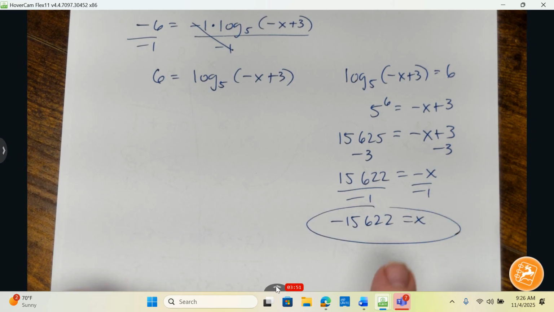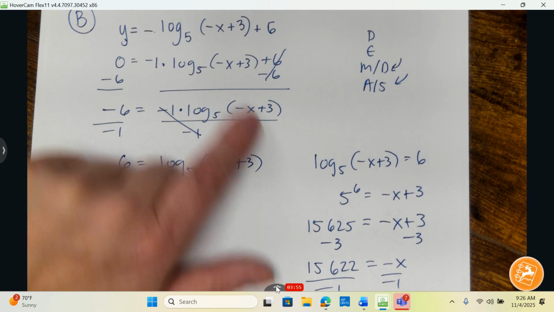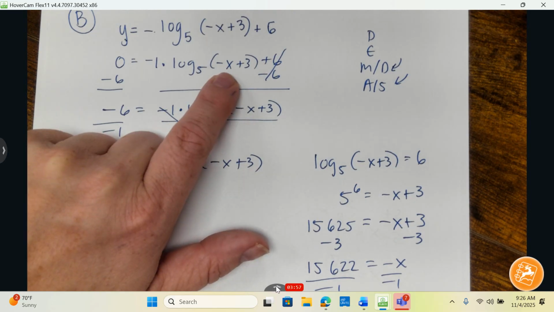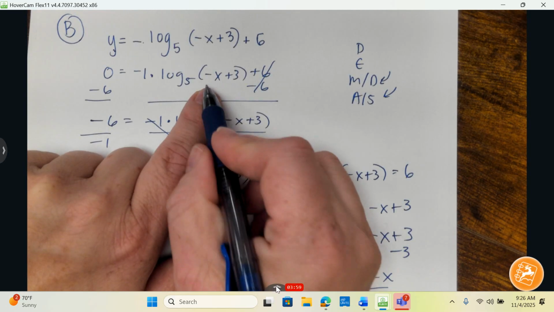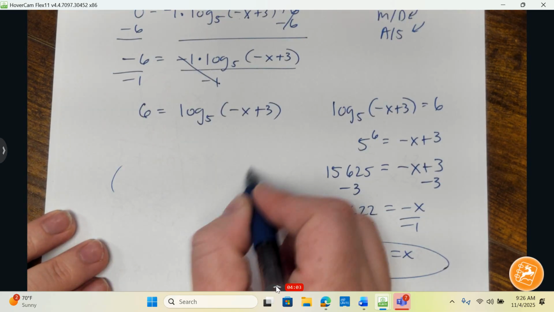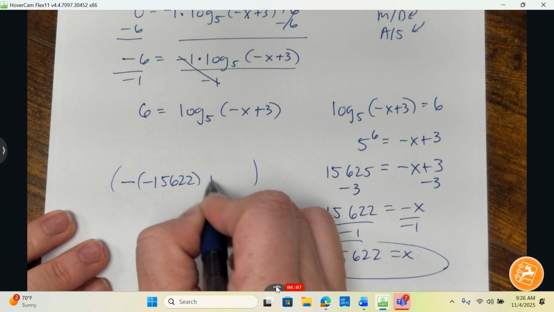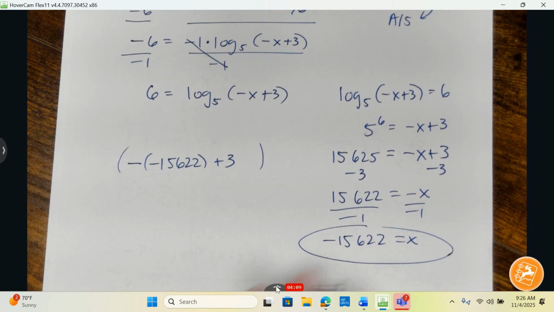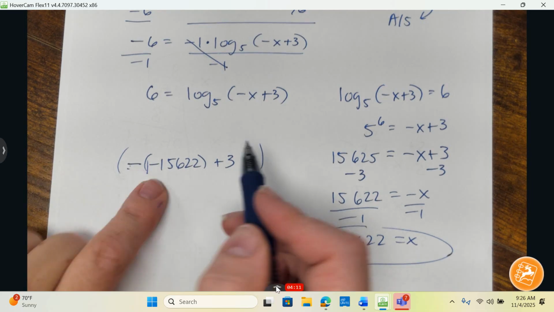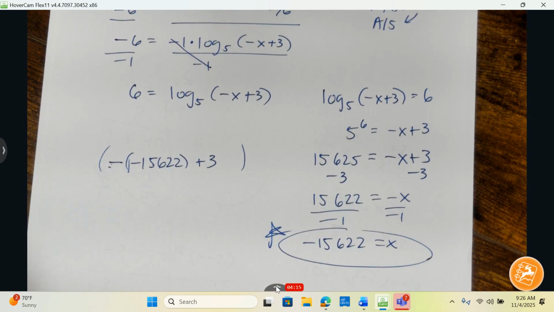But before we can confirm that's the correct answer, I've got to come up here. And this is the area I'm working on. Now when I take this negative value and I take it times a negative out front, so it's looking like this in parentheses, negative 15,622 plus 3. I know right away I'm going to get a positive. Two negatives make a positive plus 3 is still a positive, making this a viable answer.